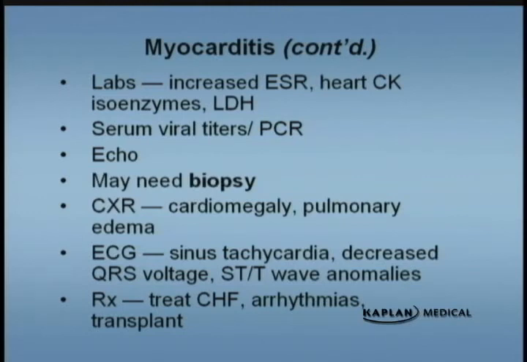You can do an echocardiogram, and you can see a poorly functioning ventricle, and you can also sometimes see some effusion around the heart. Chest X-rays show cardiomegaly, and your EKG can show tachycardia or other arrhythmias. The treatment of myocarditis is to treat the congestive heart failure. The patients that have the acute fulminant, sometimes if you can get them over it, they will get better. Otherwise, they will progress to require heart transplantation.